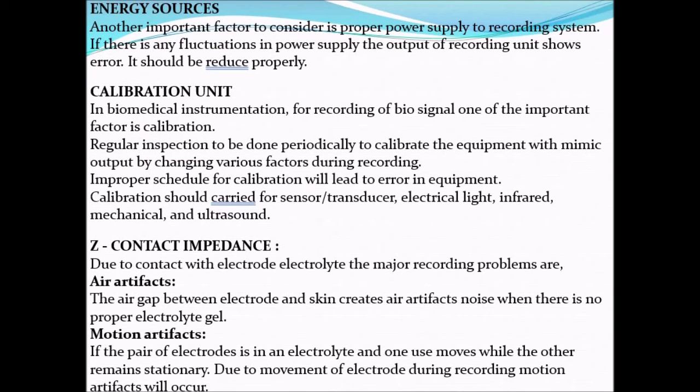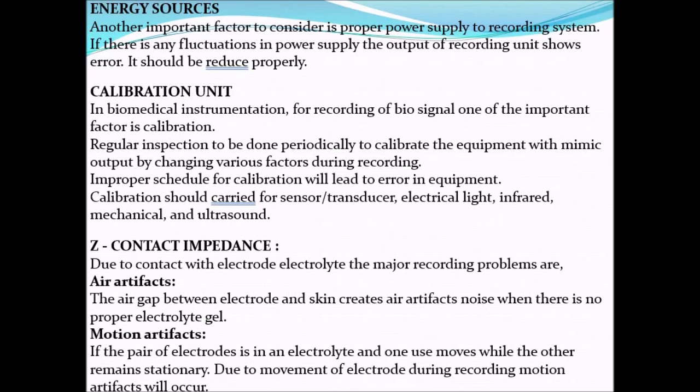Then energy sources. Another input factor to be considered is the energy source. What are the energy sources used? That is AC source and DC source. In biomedical instrumentation, usually they will use a DC source, because when we are using an AC source, that will create electromagnetic interference. This EMI wave will cause a change in the biosignals, and it will have a very bad impact over the biosignal, and we will get faulty readings.